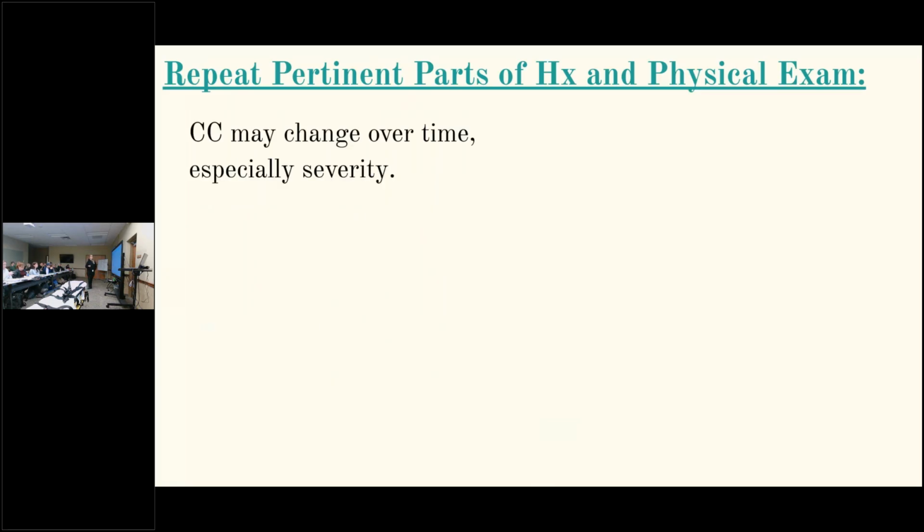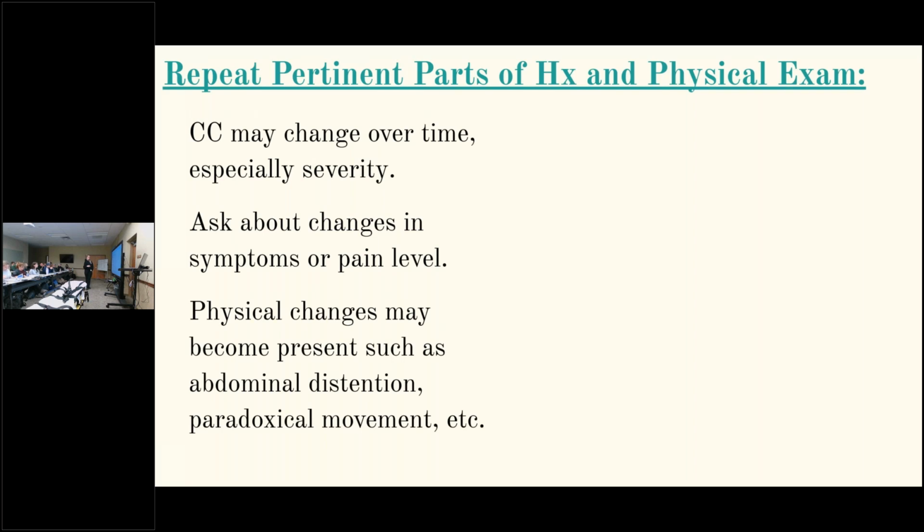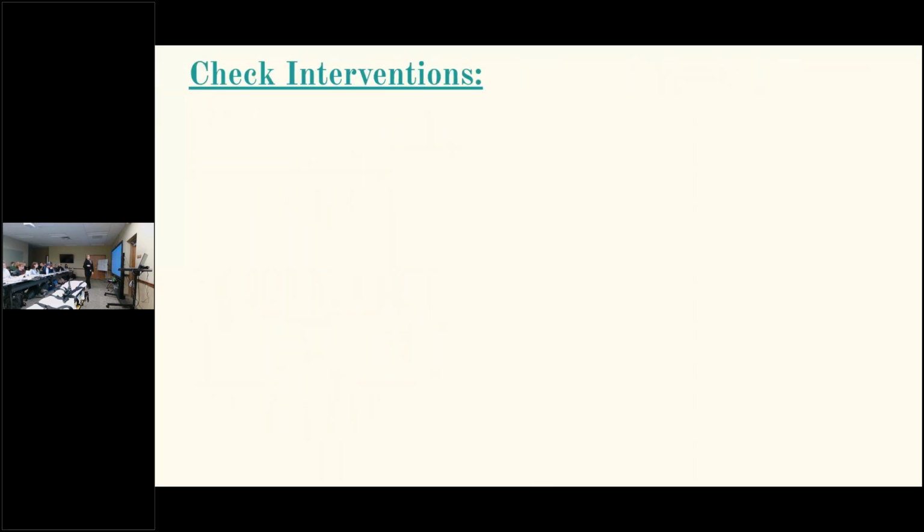The chief complaint can change over time, especially in severity. So maybe they started at a 5 on the pain scale and now they're at a 10. So maybe your interventions aren't working. New physical changes might become present. So you might not have had abdominal distension before, but now you do. Or maybe now you're noticing paradoxical movement, things like that. And then we, again, want to check our interventions.